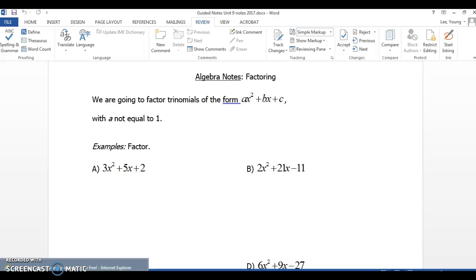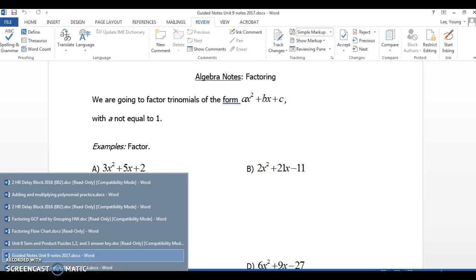Okay, I want everyone to turn to page 7 on your note packet. I know one of the pages on the packet is missing, but still go to the page where it says page 7, all right? So today we're going to learn a new way of factoring.